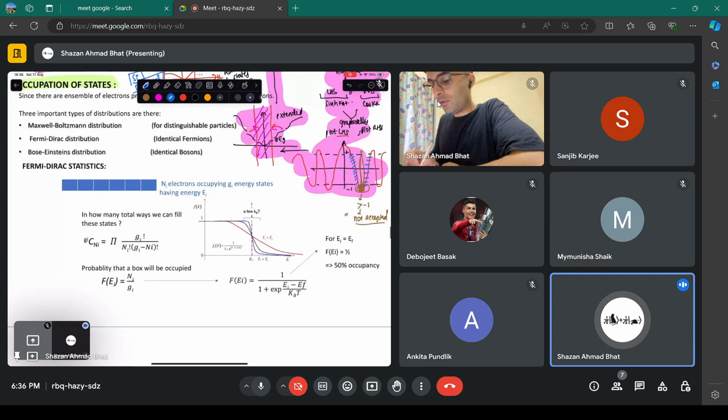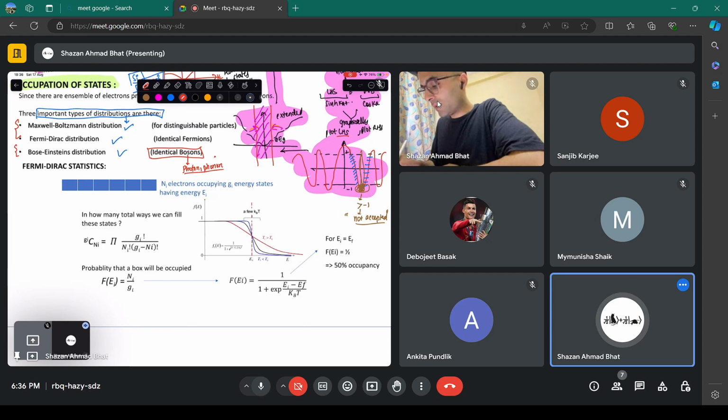So there are three main distributions. Distributions mean how the electrons will occupy the energy levels, or what is the probability of occupying the energy levels. We have the Maxwell-Boltzmann distribution, the Fermi-Dirac distribution, and the Bose-Einstein distribution. Mostly you will be dealing with these two in semiconductor physics, and the Bose-Einstein distribution is not much talked about here unless you talk about bosons, like the photon and the phonon. These two are bosons. These are not particles, these are quasi-particles. Let's not talk about it. There are many other quasi-particles.